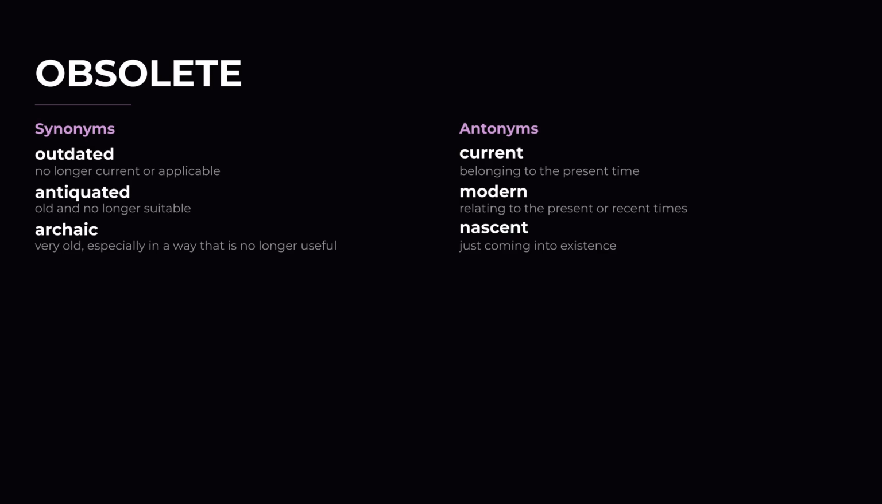And antonyms, words with opposite meanings. Current, which is belonging to the present time. Modern, which is relating to the present or recent times. Nascent, which is just coming into existence. Knowing these shades of meaning helps you use obsolete with precision.